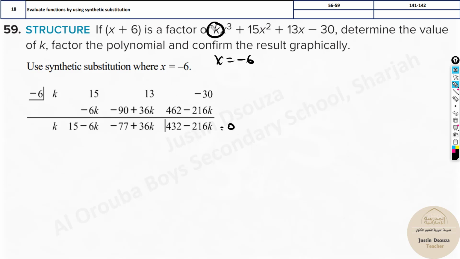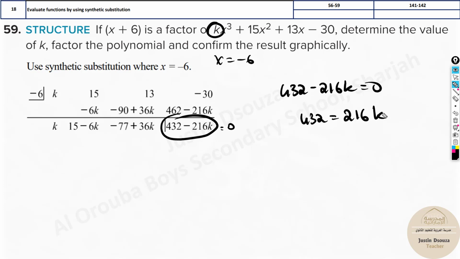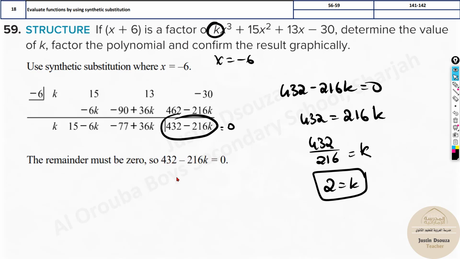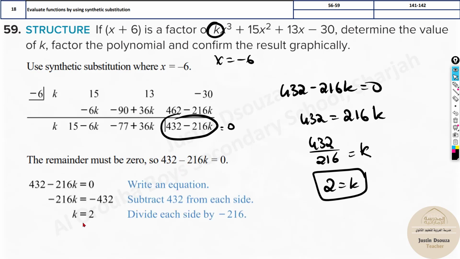But we don't know this first part. So now we got the remainder to be 432 minus 216k. That means equate that equal to 0 and now solve. Take this 216 to the other side. It will be 432 equals positive 216k. K will be equal to 432 by 216. And the answer is 2 equals k. This is the answer for k, okay? Because the remainder must be 0 and solve it, you got it.